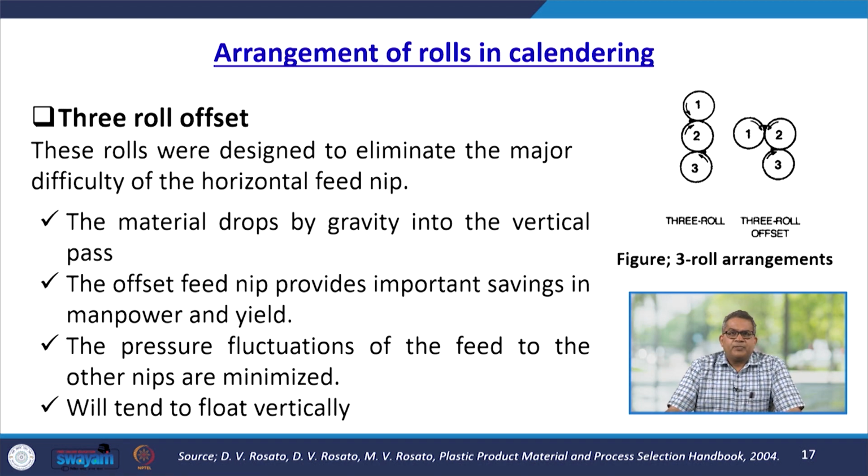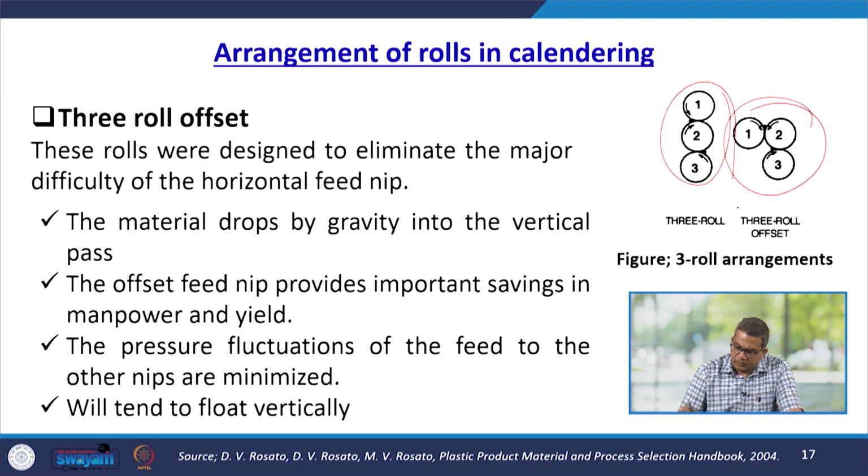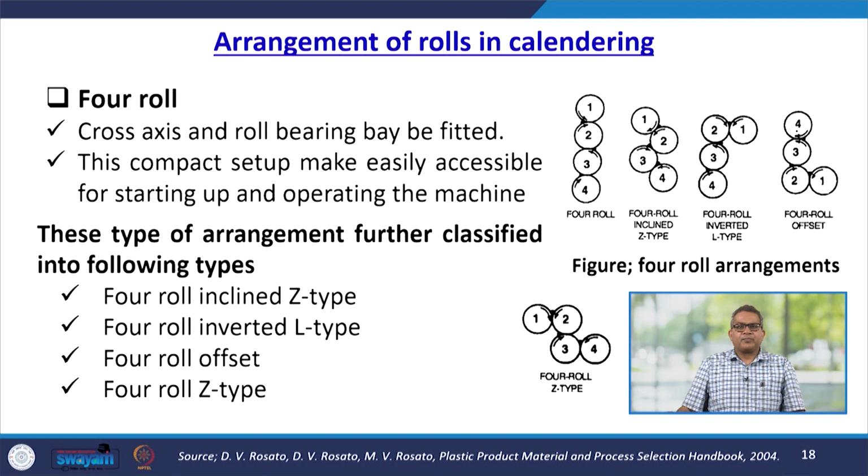The three roll offset. These rolls were designed to eliminate the major difficulty of the horizontal feed nip. Now, you see the three rolls. This is the three roll offset. The material drops by gravity into the vertical pass like this, and the offset feed nip provides important savings in manpower and yield. The pressure fluctuation of the feed to the other nips is minimized, and this will tend to float vertically.